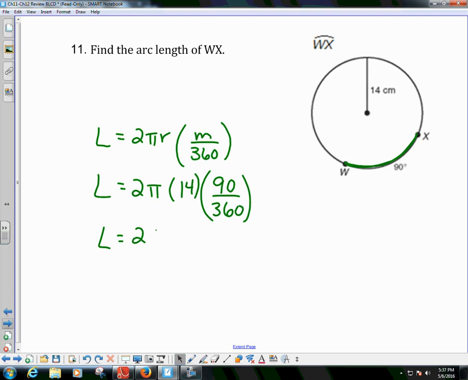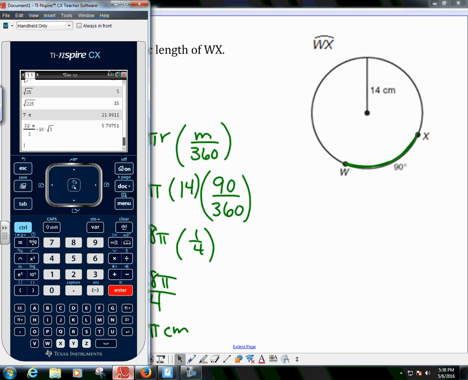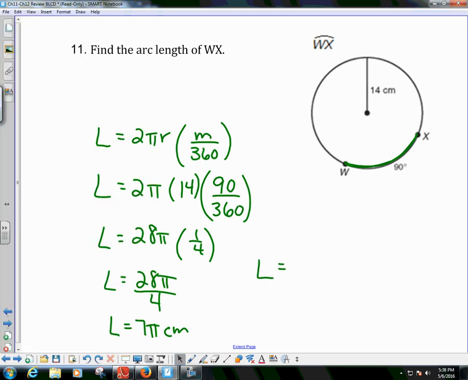I have 28 pi. I'm going to reduce 90 over 360 to 1/4. I can rewrite this as 28 pi over 4. 28 divided by 4 is an even number, 7. So my arc length is 7 pi, and this is measured in centimeters. I'm going to go to my calculator and say 7 times pi, and that gives me 21.9911. So my length of WX is approximately 21.99. And it is linear units, so it is just centimeters.